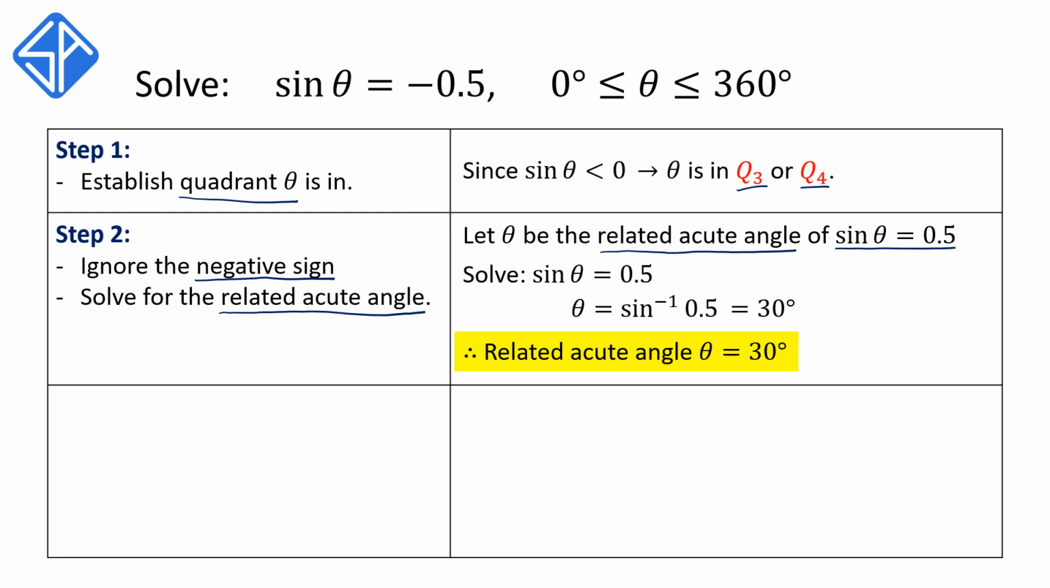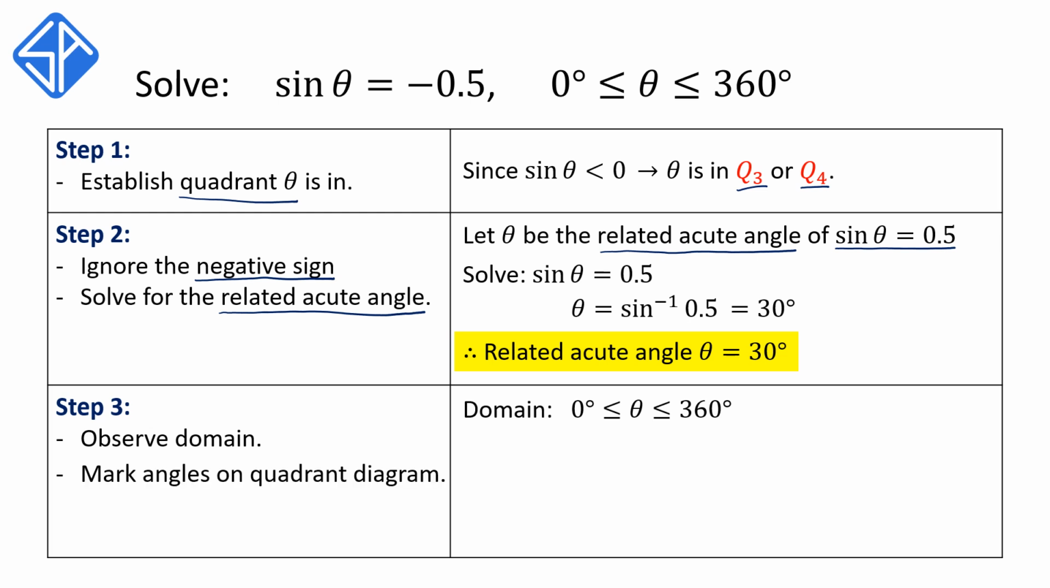And in our last step, step 3, we're going to begin writing the solutions. The first thing though is to observe the domain. For this question, our domain is theta being between 0 and 360 degrees. Then we're going to mark the angles on the quadrant diagram. So we've got the related acute angle of 30 degrees. We're in Q3 or Q4. So on our quadrant diagram, our first solution is going to correspond to this ray in Q3 with the related acute angle of 30. Our second solution is going to correspond to this ray in Q4, again with the related acute angle of 30 degrees.